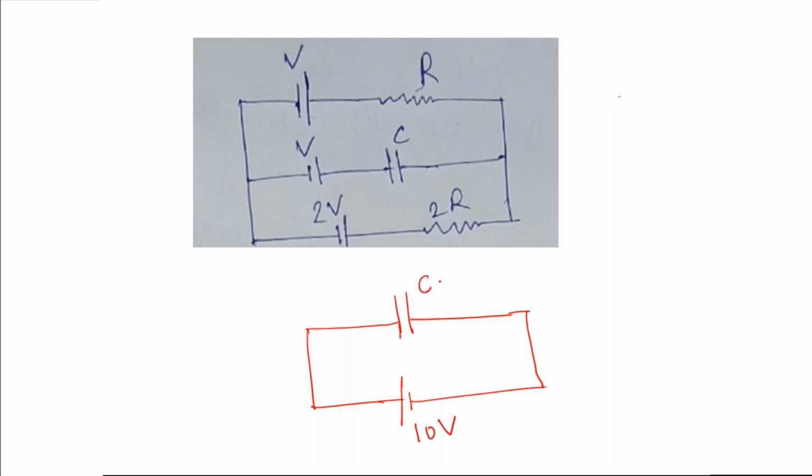So a capacitor, when it is connected to a DC battery, what happens to this? Suppose this has a voltage of 10 volt. Suppose the capacitor is C. You can take any value, maybe some 10 microfarad. So what will be the situation? This is a charging circuit.